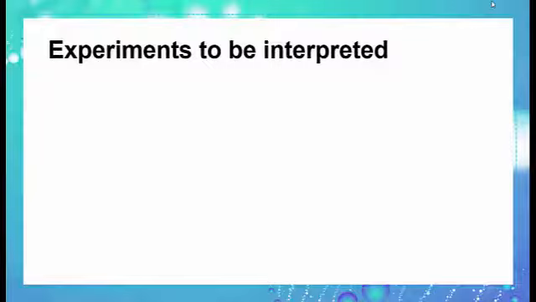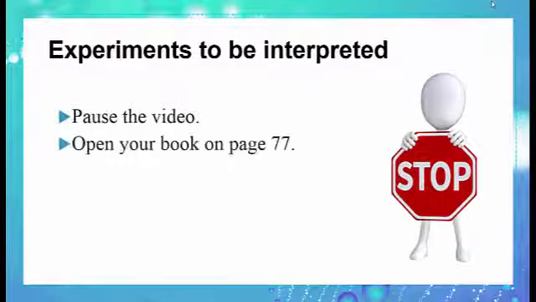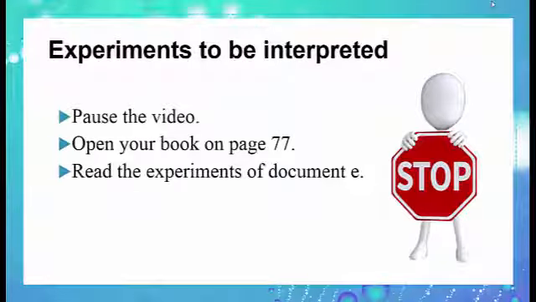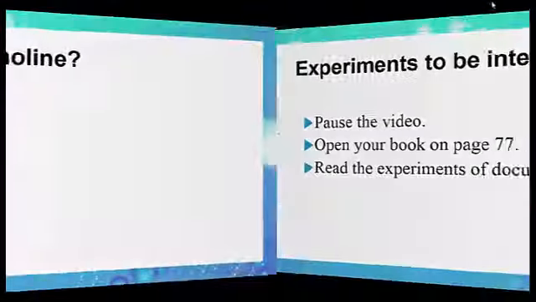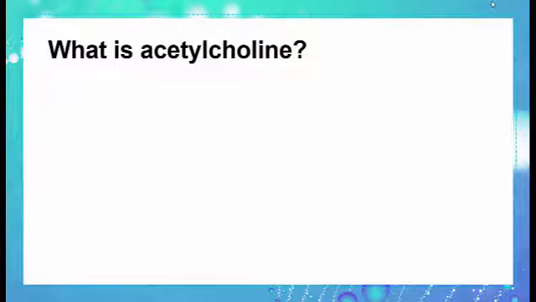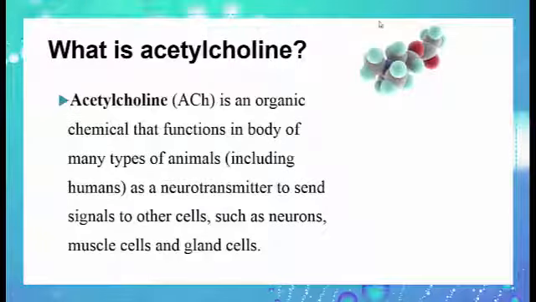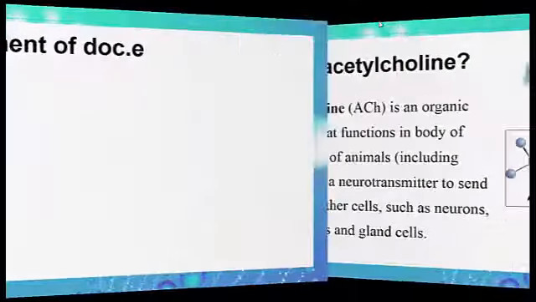The last part of our video is to interpret some experiments. So, pause the video, open your book on page 77, read the experiments of document E, and let's interpret them together. Before starting the interpretation, what is acetylcholine? It is an organic chemical that functions in the body of many types of animals, like us humans, as a neurotransmitter to send signals to other cells, such as neurons, muscle cells, and gland cells.